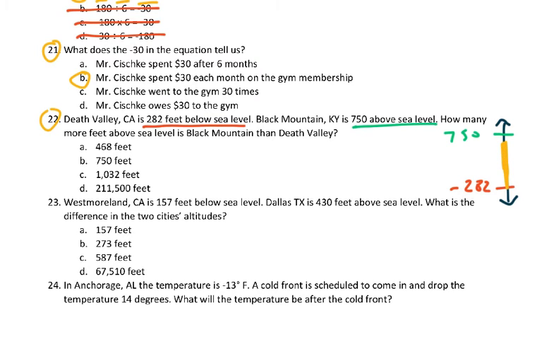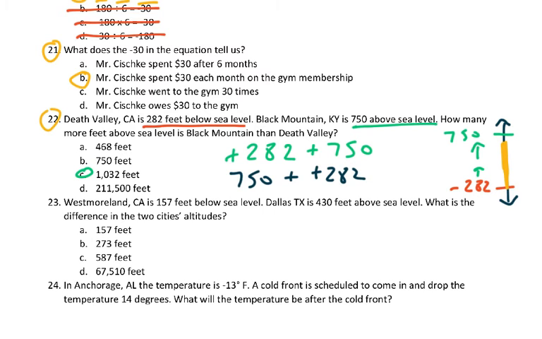One way I would look at this is let's get from negative 282 up to 750. So we'll start by going up 282 to get to 0, plus the 750 that we need to get up to Black Mountain, Kentucky. So 282 plus 750, that would be 1,032 feet. Also, if it's asking for the difference between these two places, you could think of it as 750 minus, which means difference, the negative 282. Remember, minus negative really just means plus. So either way, the yellow part here would be 1,032 feet difference.